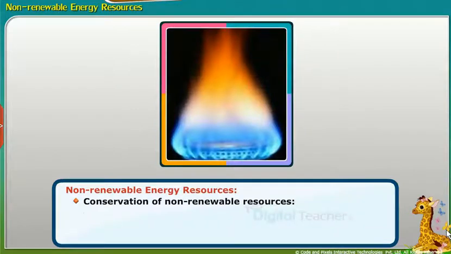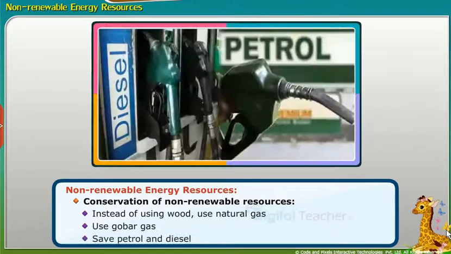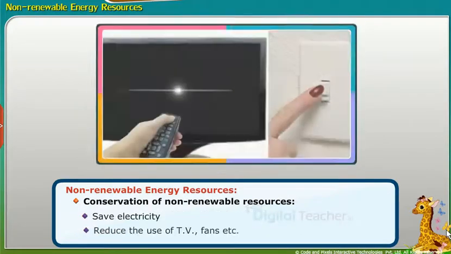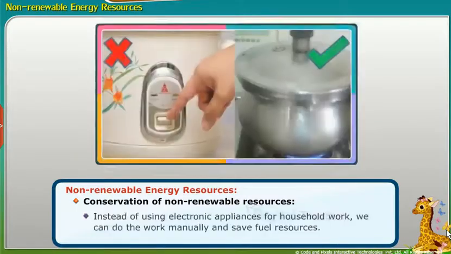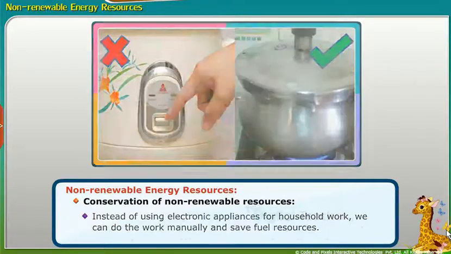Conservation of non-renewable resources. Instead of using wood, use natural gas. Use gobar gas. Save petrol and diesel. Save electricity. Reduce the use of TV, fans, etc. Instead of using electronic appliances for household work, we can do the work manually and save fuel resources.